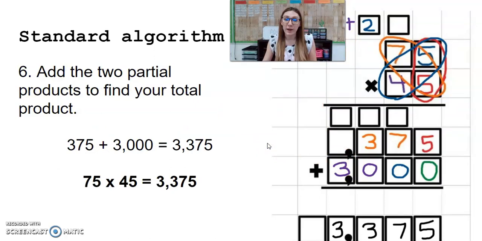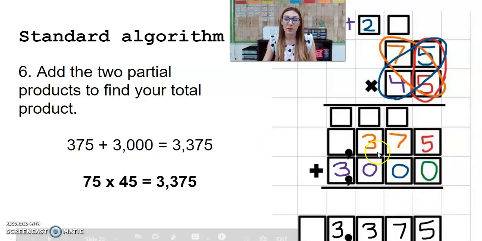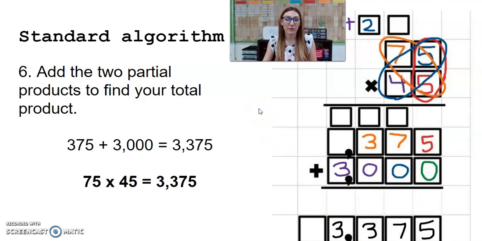And lastly, we're going to add our two partial products together. 5 plus 0 gives me 5. 7 plus 0 is 7. 3 plus 0 is 3. 3 plus nothing is 3, for a total product of 3,375.